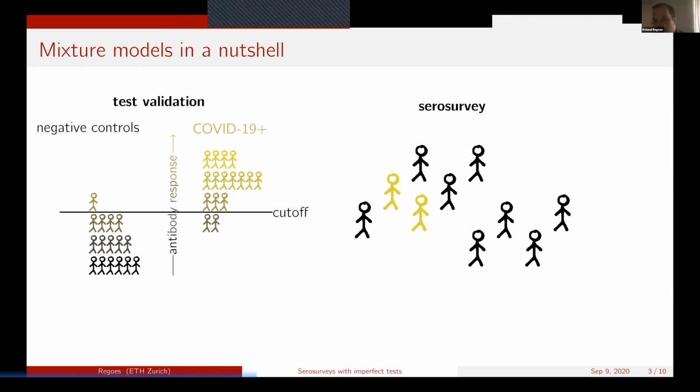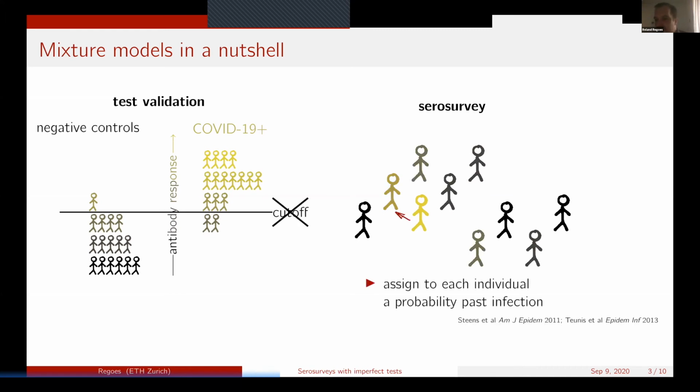So what we are promoting with our work are approaches that have been developed in the last decade by groups in the Netherlands that go under the name of mixture models. And they instead assign to each individual a probability of past infection depending on their particular quantitative measure.